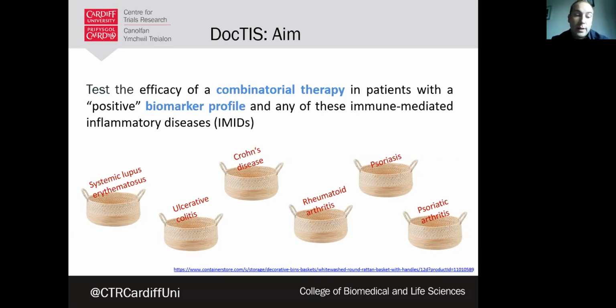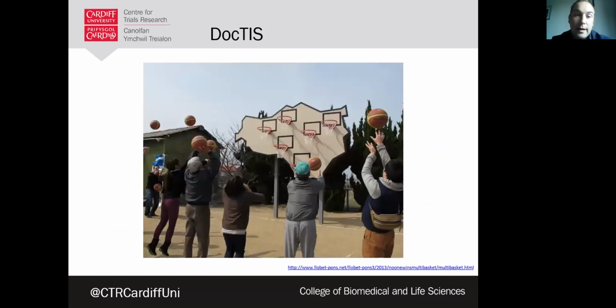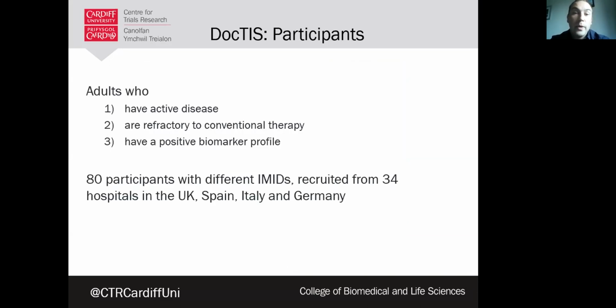What will happen is we'll screen potential trial participants who are patients with one of these diseases using a biomarker or genetic test. And if they screen positive, which means if they have a good chance of benefiting from the combinatorial therapy that is yet to be identified, then we will include them in the trial. And this is a bit like playing basketball with this multi-hoop, which is, by the way, an actual thing. This is not Photoshop.